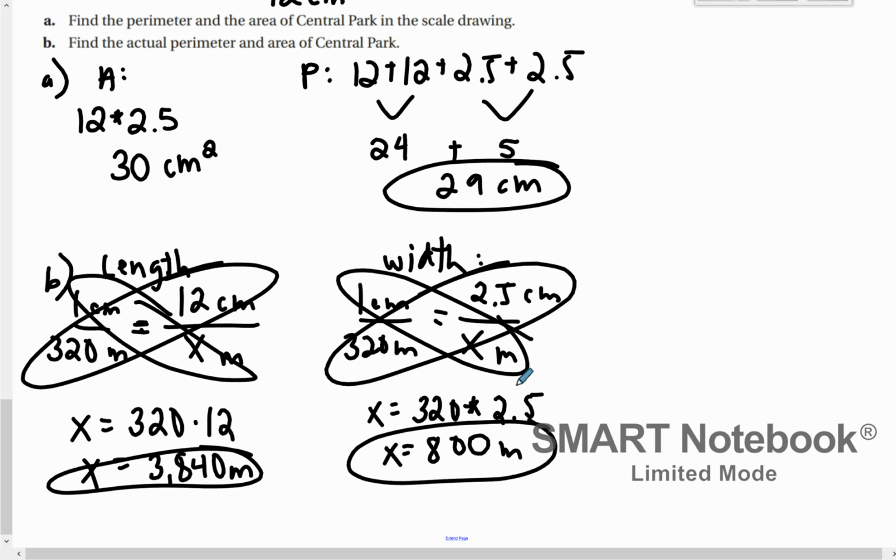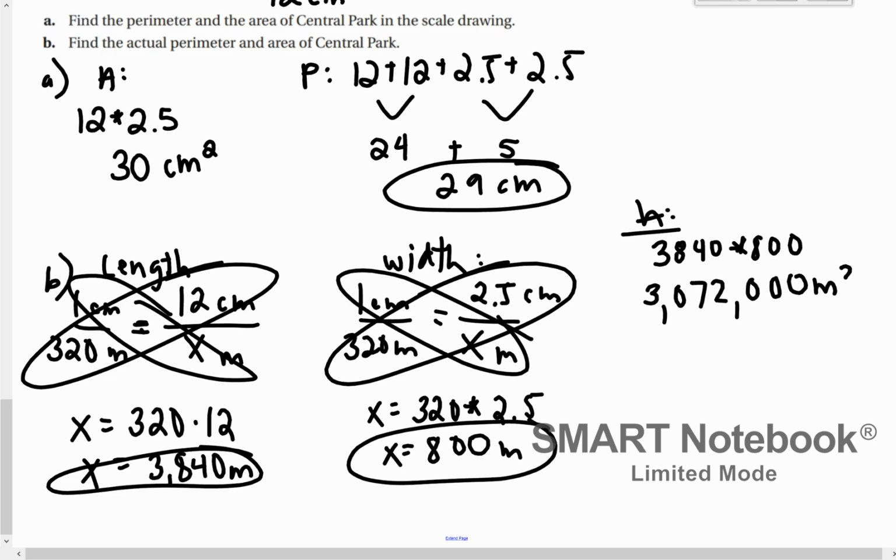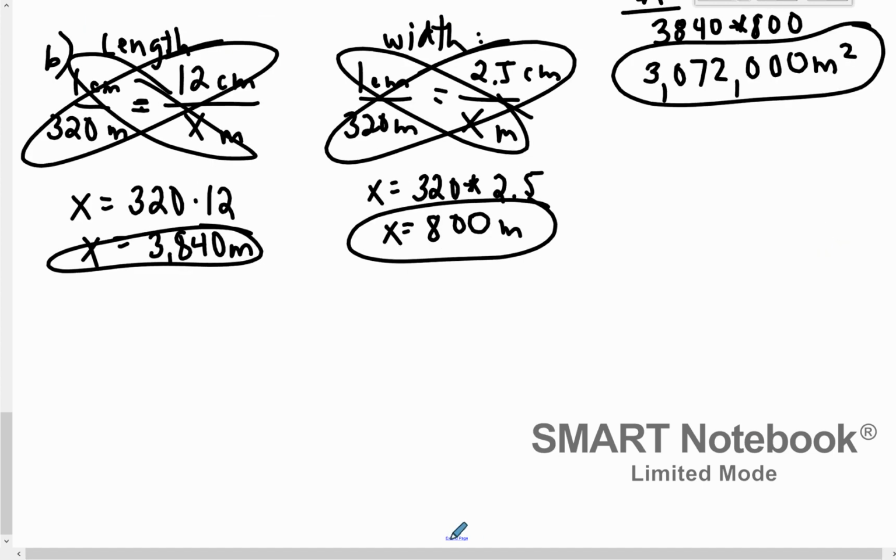Okay. Now to find that area, we have to do length times width. Okay, so we have to take 3,840 times 800. We get 3,072,000 meters squared. That's insane. That's huge.